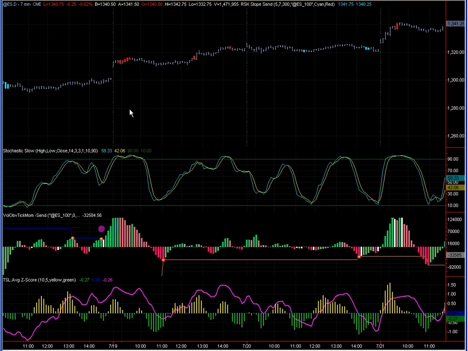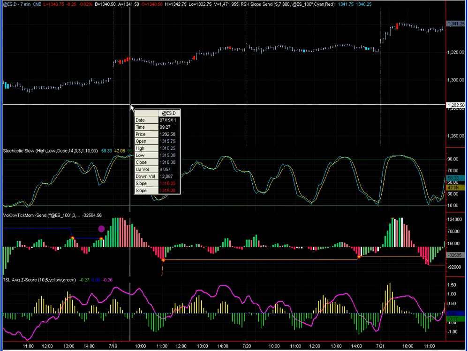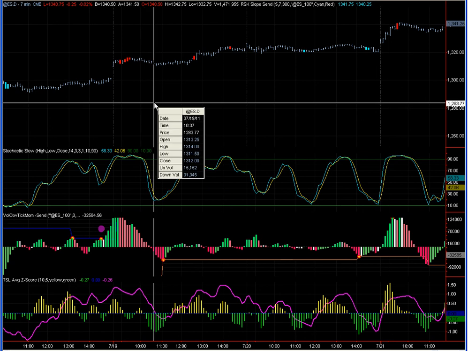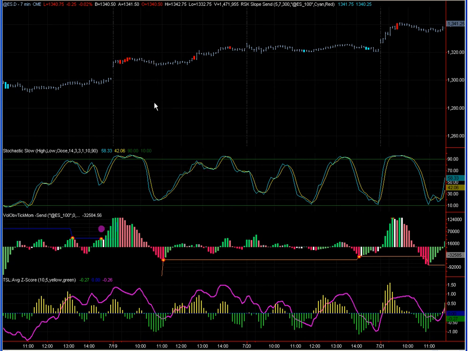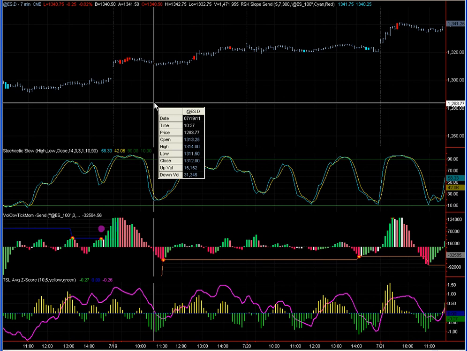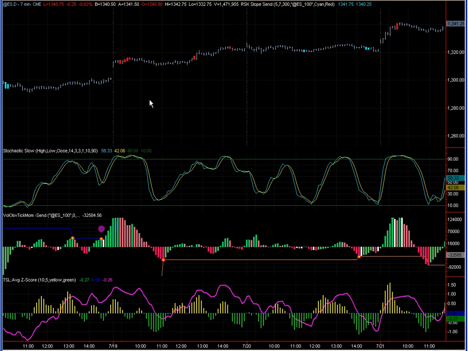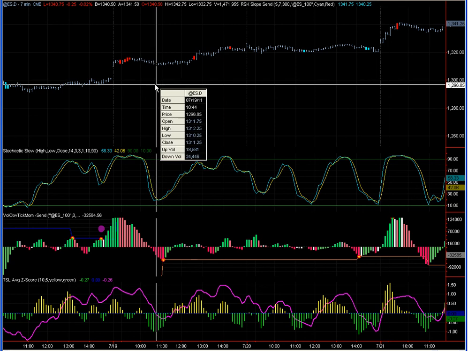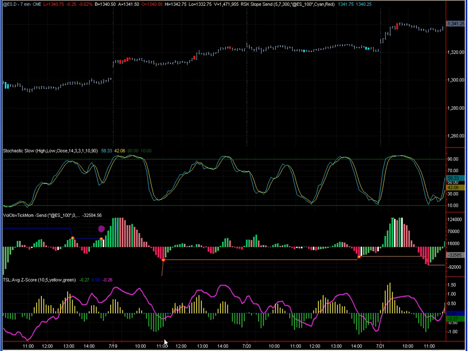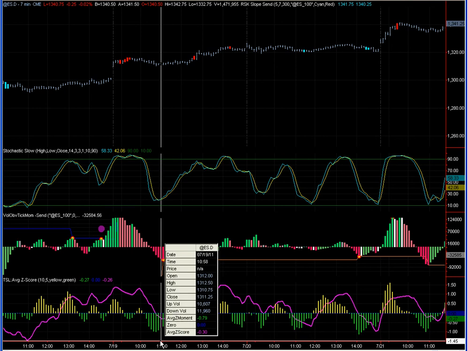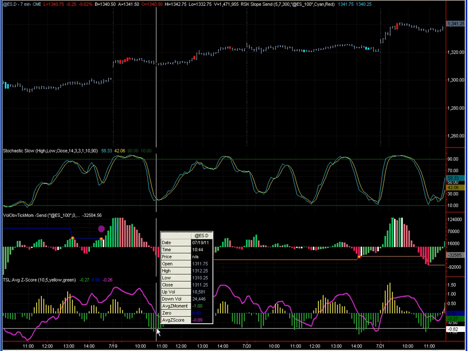So we wouldn't be taking a long trade in here. Yes, the market is dropping, but we're really not going to take a long trade at all during that period of time so long as those bars are red. Now the market drops below the zero line, such as it does here.